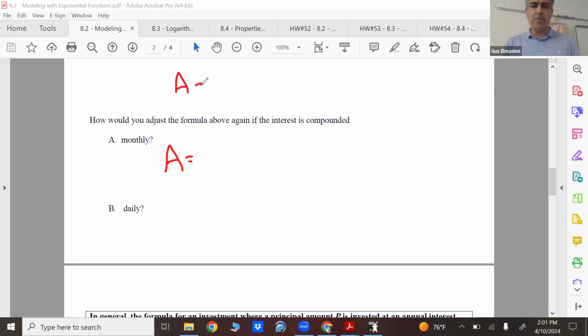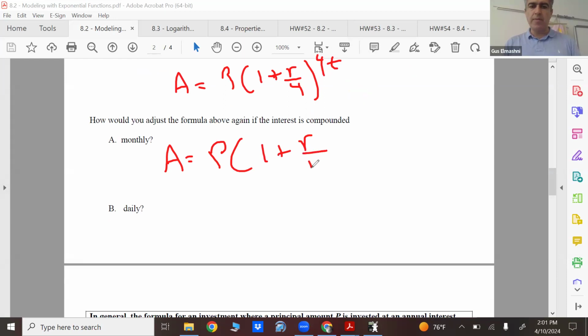Let me show you what I'd do for this one. It's 1 plus r over 4, raised to the 4t. This would be P times 1 plus r over 12, raised to the 12t. Daily would be A equals P times 1 plus r over 365, raised to the 365t. We won't assume a leap year.